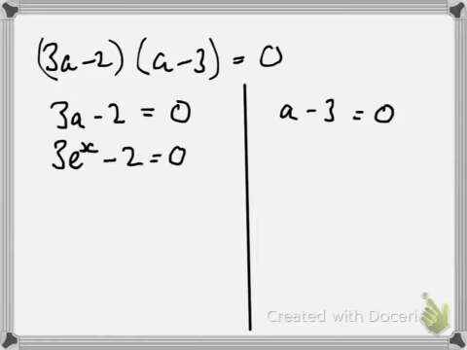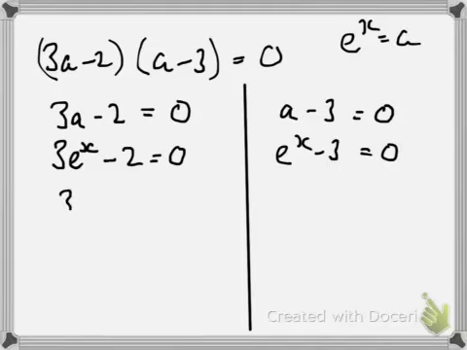3e to the x minus 2 equals 0, and e to the x minus 3 equals 0. So on the previous slide I substituted, remember, e to the x equals a. Now I've factorised it, I go back the other way. So we have 3e to the power of x equals 2. e to the power of x equals 2/3.